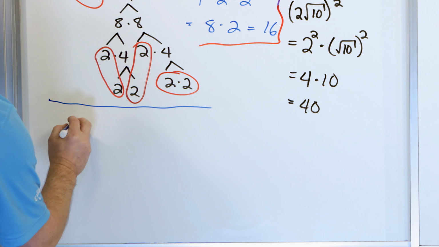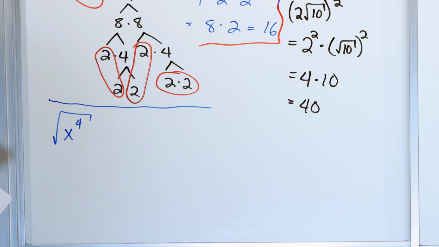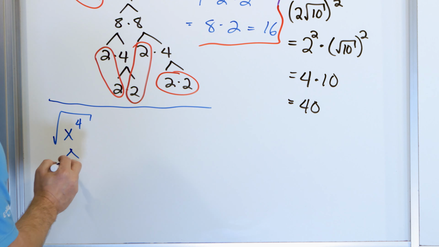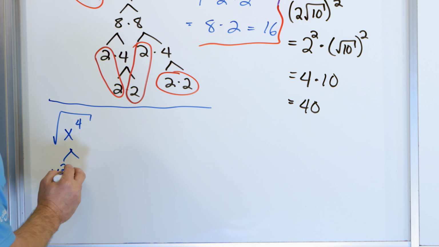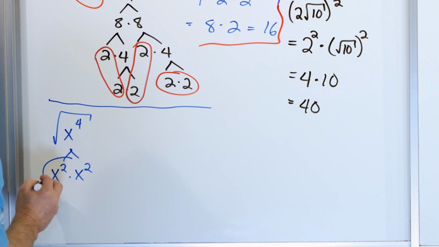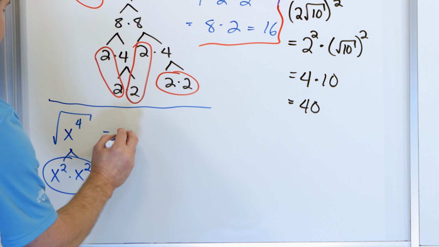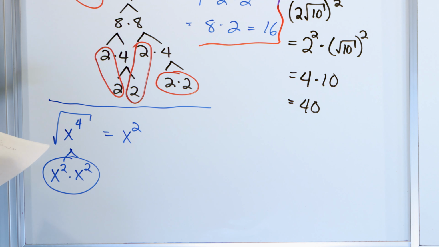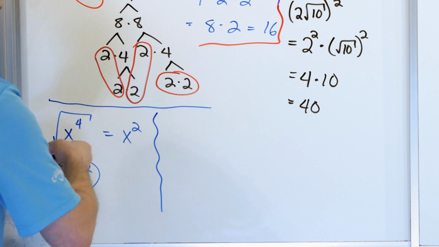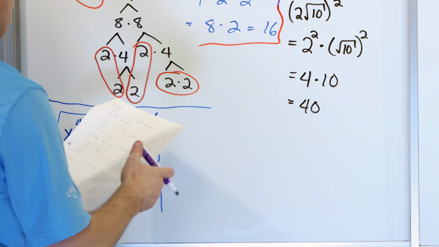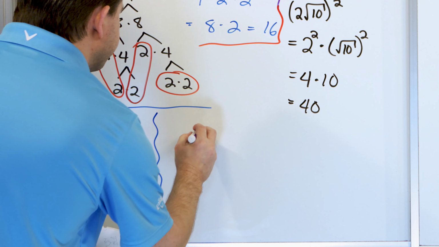What if I have x to the 4th power? I'm going to take the square root of that. Well, I know that x to the 4th power can be written as x squared times x squared. And here I have a pair, so I can say this is equal to x squared. All right? And then what if I have x to the 5th power?